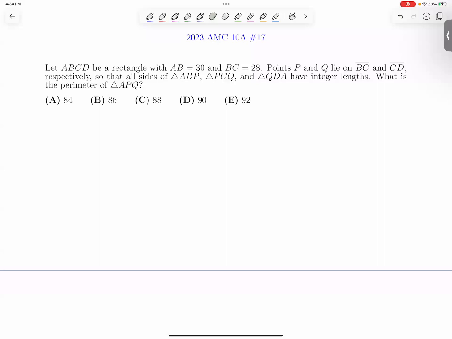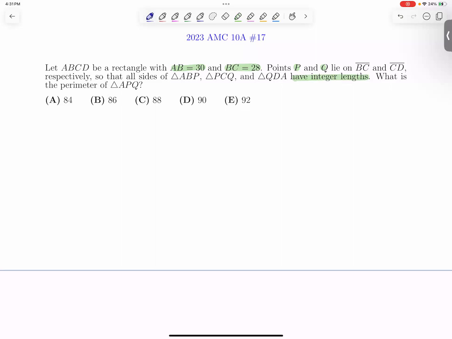Let ABCD be a rectangle. AB equals 30. BC equals 28. Points P and Q lie on BC and CD respectively, so that all sides of triangle ABP, triangle PCQ, triangle QDA have integer lengths. What is the perimeter of APQ?